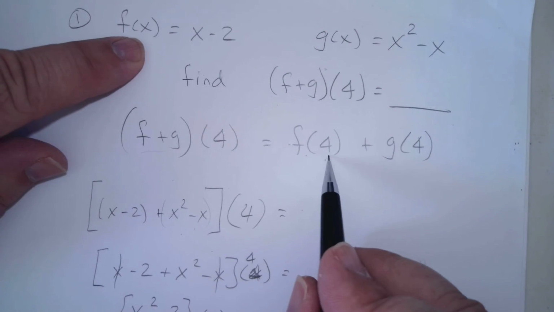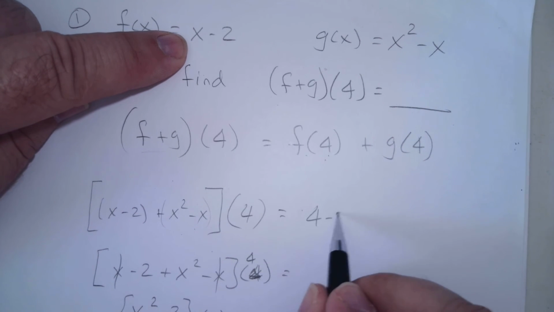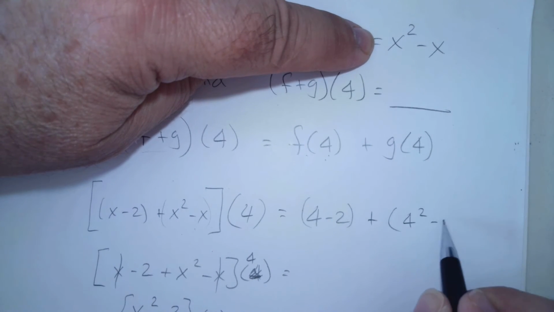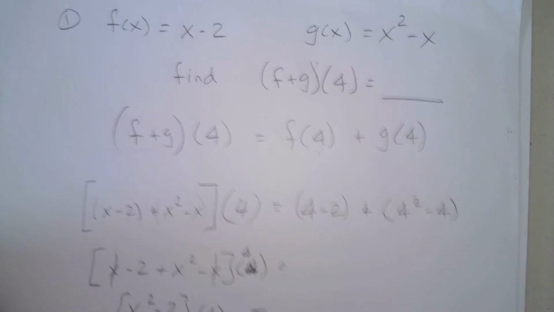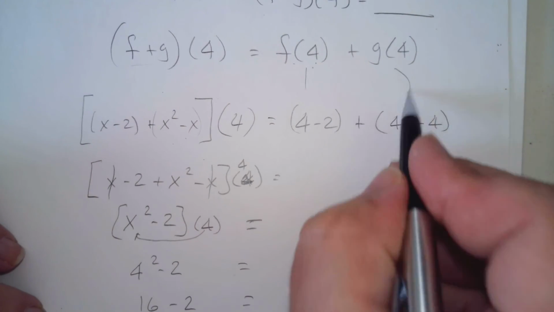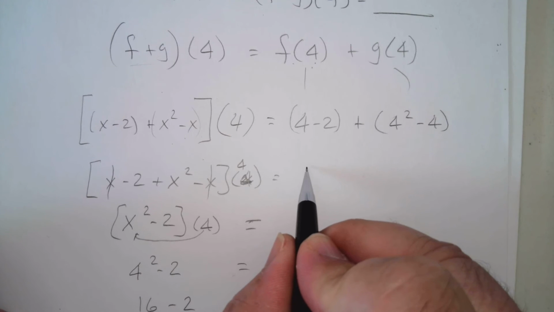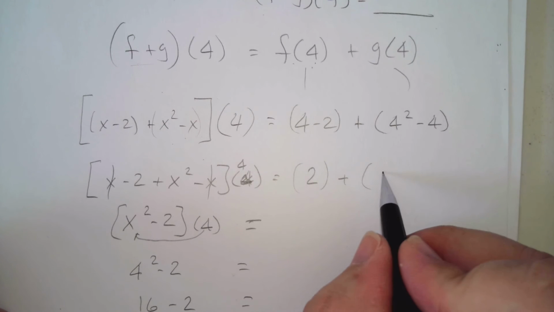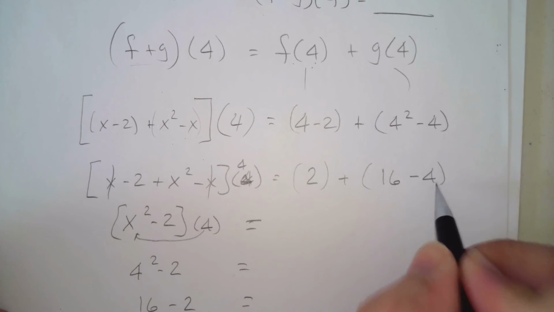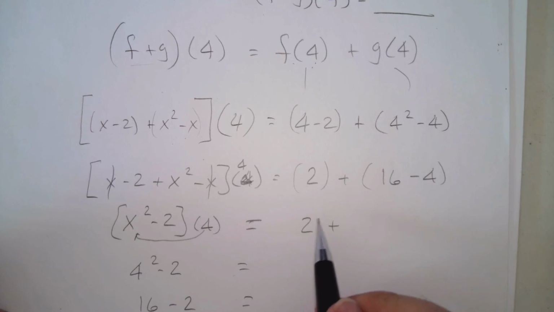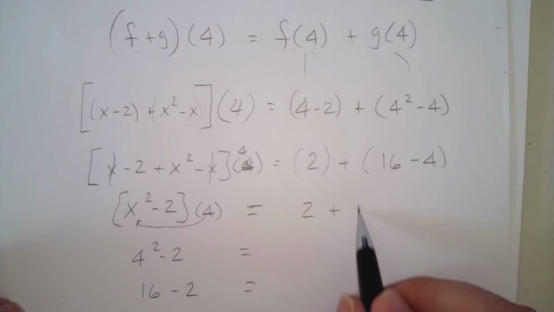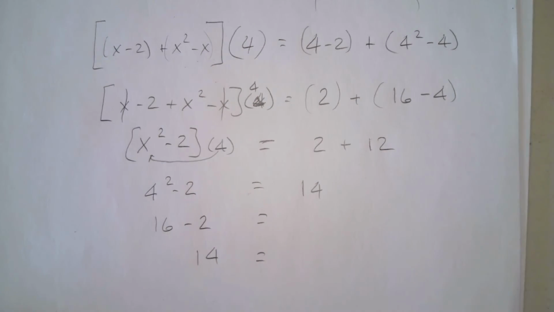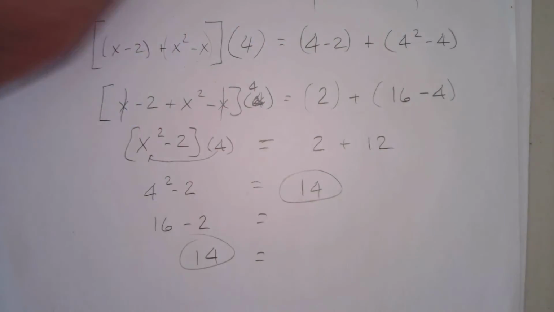F, here's f, so anywhere you see an x, put a 4. So it's 4 minus 2 plus 4 squared minus 4. This is f, and that's g at 4. 4 minus 2 is 2. 4 squared is 16. 16 minus 4 is 12. 12 plus 2 is 14. Ta-da! That's the answer.